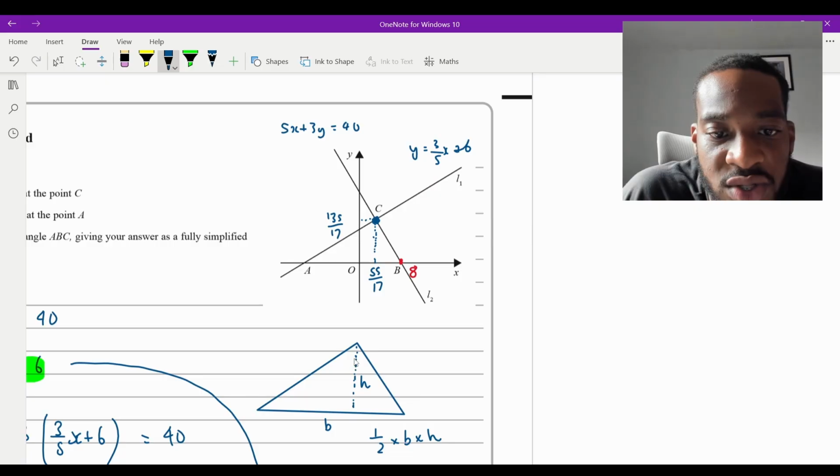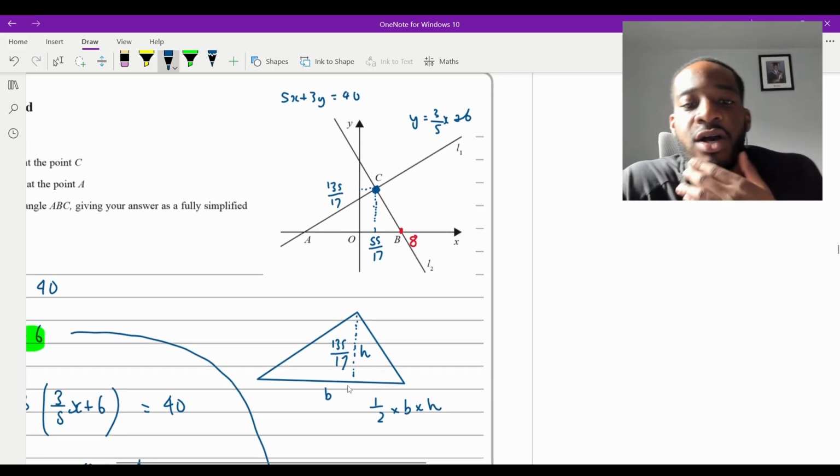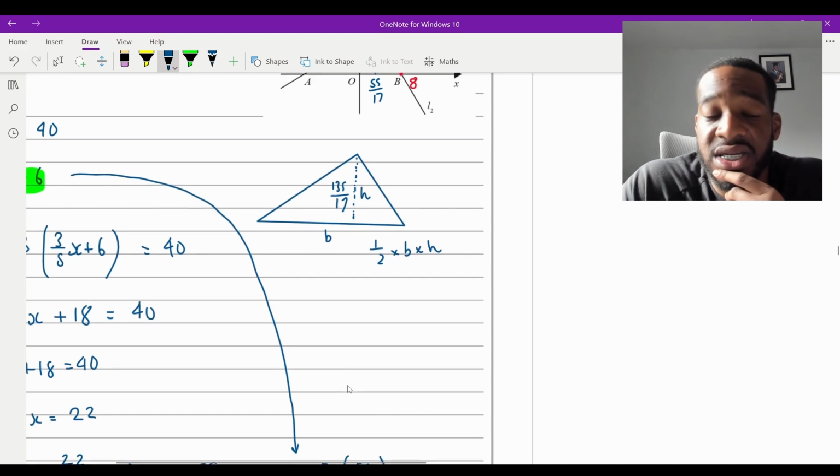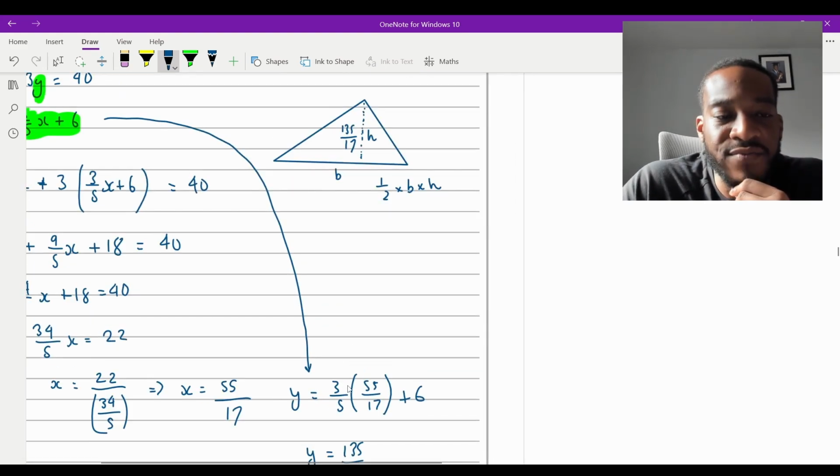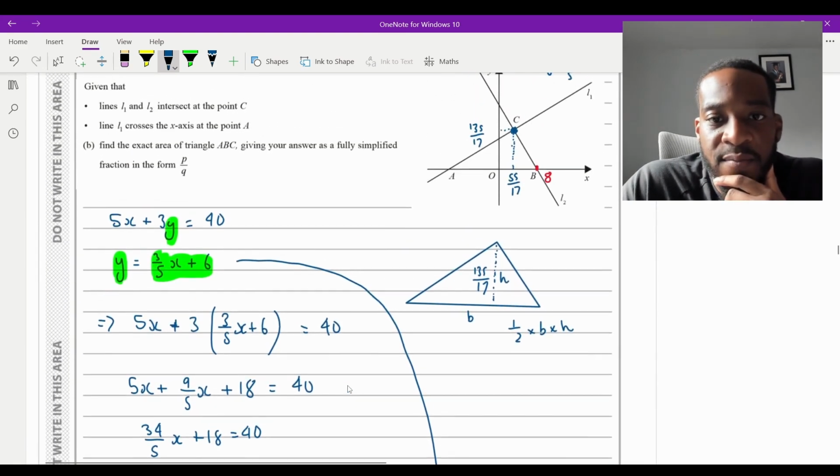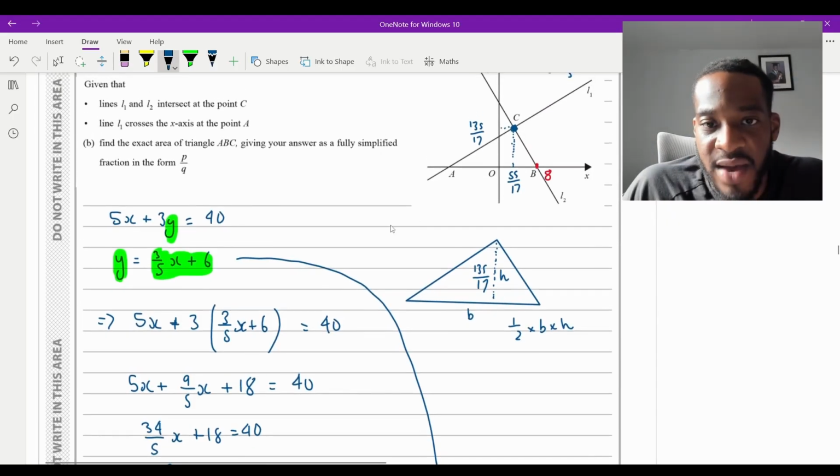And that just translates to this height here. So I'm going to write 135 over 17 here, because we now know that is the height of the triangle, 135 over 17. Now all we need to do is figure out what the base is. And I think that's actually easier, to be fair. But anyway, the base would be from A to B.